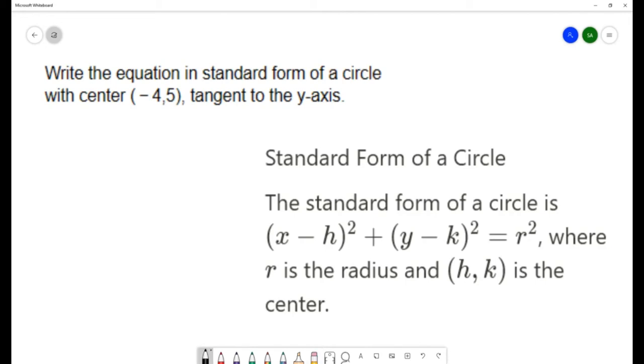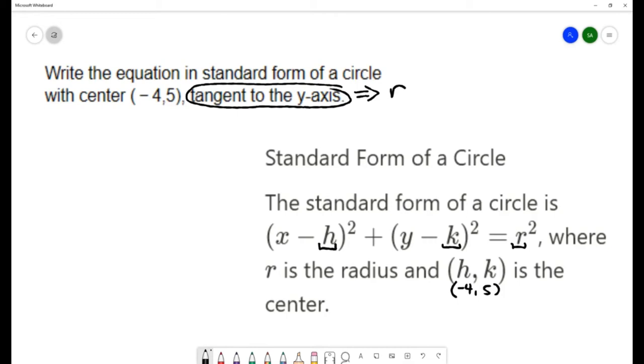So we want to write this standard form. We need to know the h and the k, which is the center, and luckily we do know the center, that's (-4, 5). And we need to know r, the radius of the circle, to be able to use the standard form. So we know the center, we don't know the radius. But we do have this extra piece of information that our circle will be tangent to the y-axis. So this piece of information will lead us to figuring out the radius of the circle.